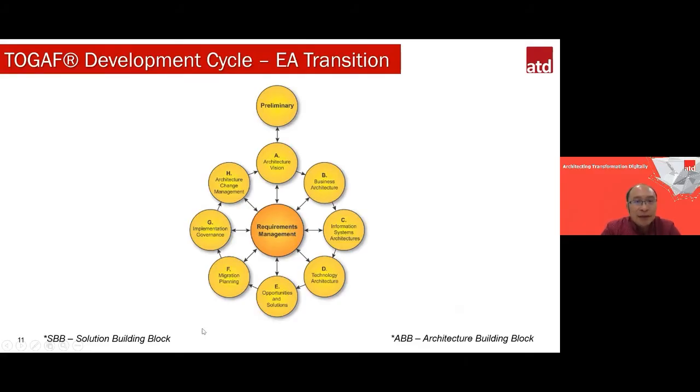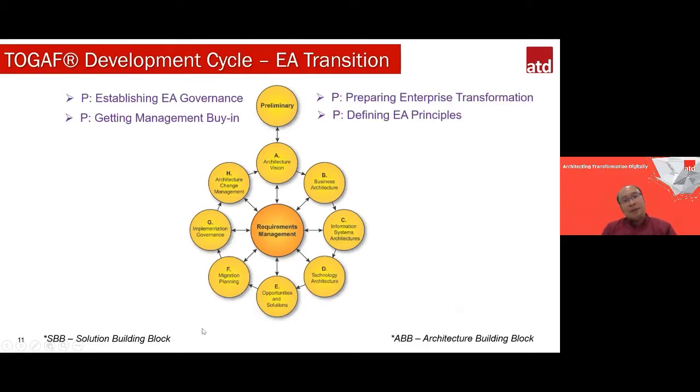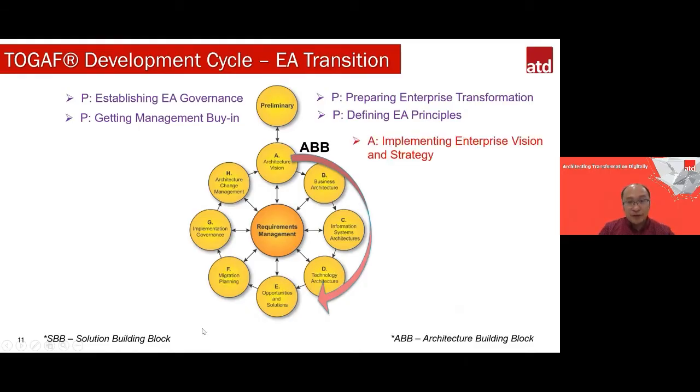Same thing with our enterprise today. In the typical preliminary stage, we need to ensure that we are preparing an organization for transformation. That's called preliminary. And we need to get strong support from the senior management. Then after that, we develop the architecture, right? So we understand the vision and the strategy of the organization.